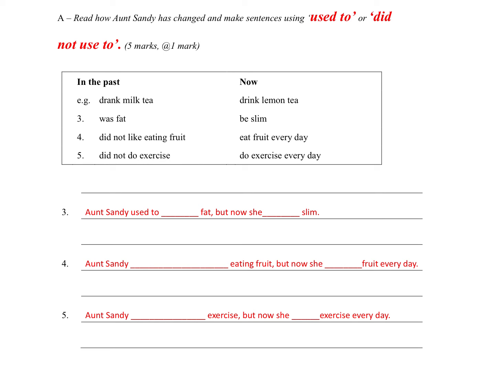Number 3. Past. Was fat. Now be slim. Aunt Sandy used to 要用 bare infinitive。Verb table: be, was, were, been，所以 bare infinitive 係 be。千祈唔好寫 was fat，又唔好寫 is fat，亦都唔可以就咁查咗佢就咁寫 fat，係唔得㗎。Aunt Sandy used to be fat, but now she is slim.